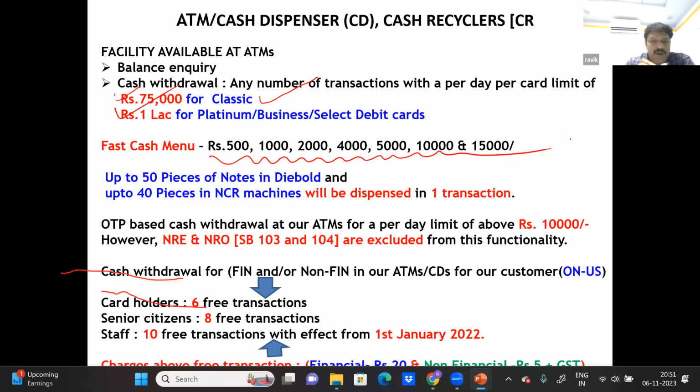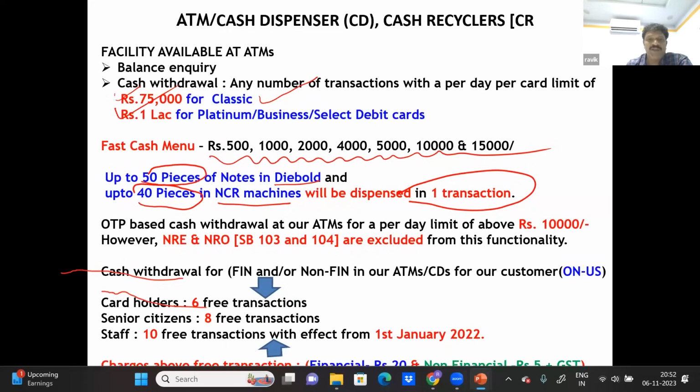Then how much cash can be dispensed by your ATMs? We have two types of ATMs: one is Diebold and another is NCR. Remember, Diebold can issue a maximum of 50 notes, the NCR machine only 40 notes, in one transaction. If you keep your ATM card and want notes, maximum 50 only Diebold can release, and NCR can release only 40.